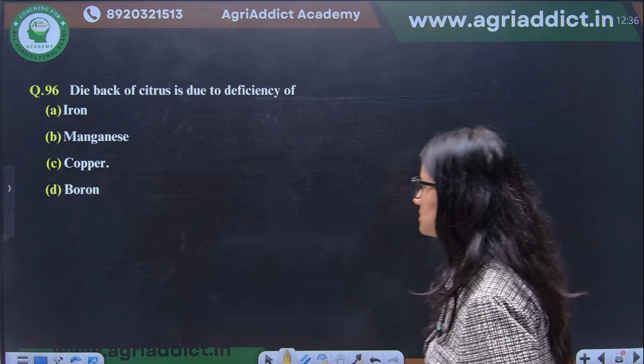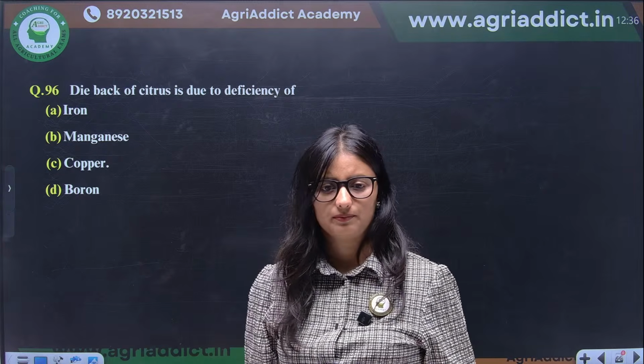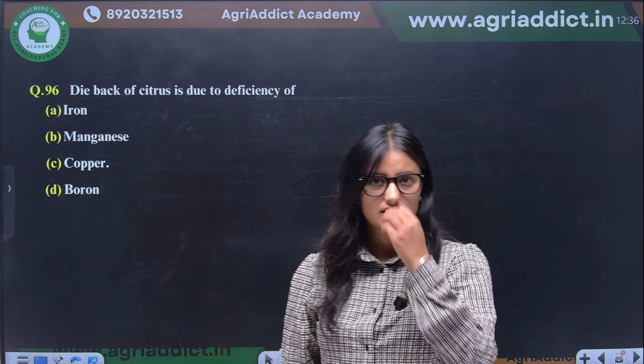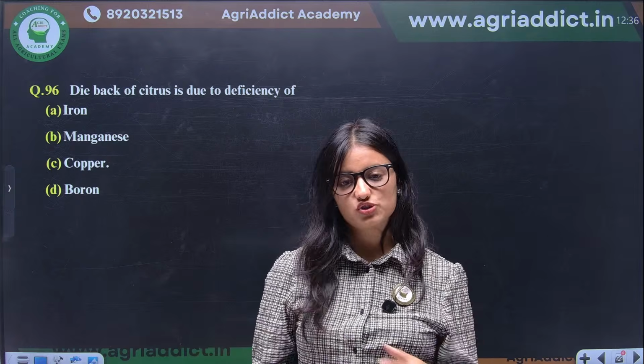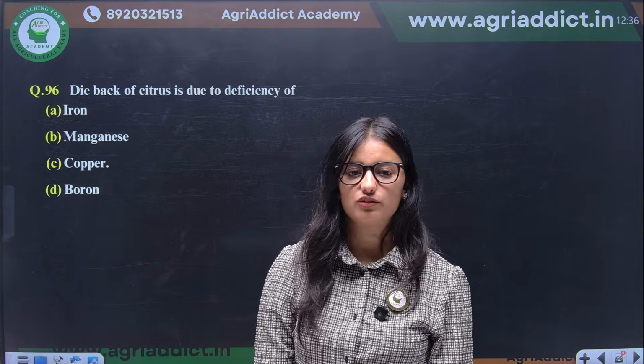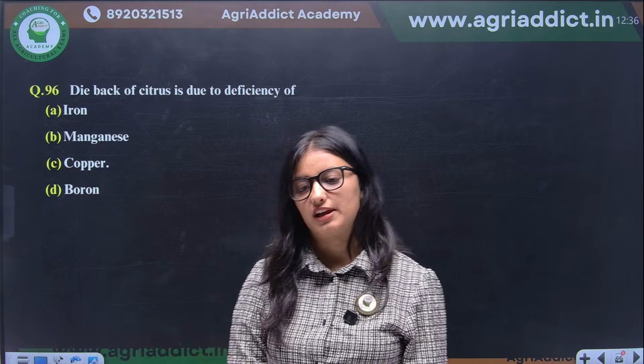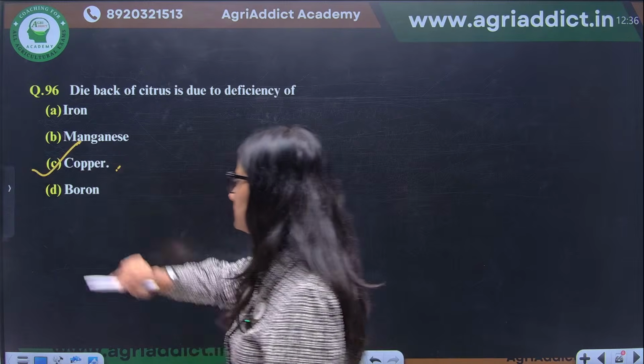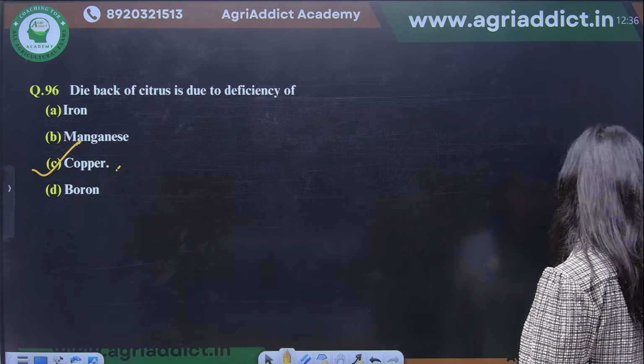Dieback of citrus is due to the deficiency of what? Citrus dieback is the major problem which occurs due to the deficiency of which of the following? Very good, copper. Copper is the correct answer. So these are direct questions. Okay.